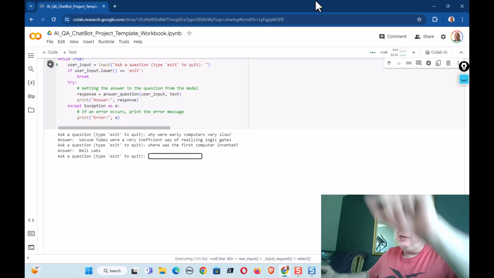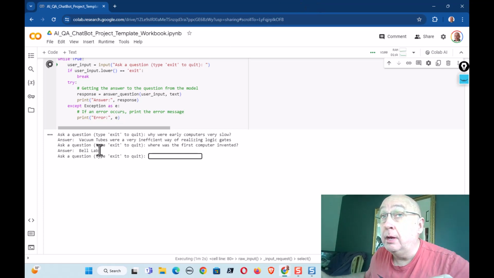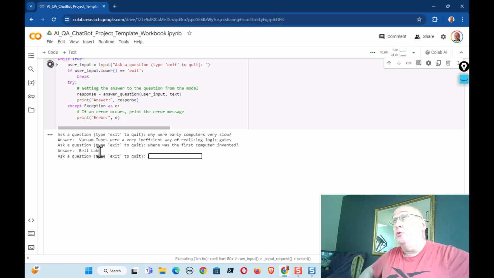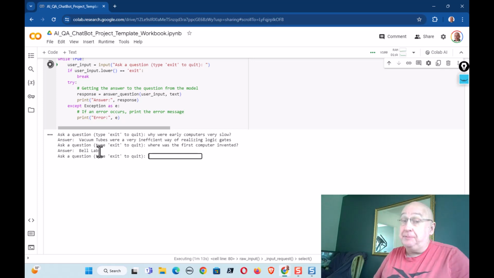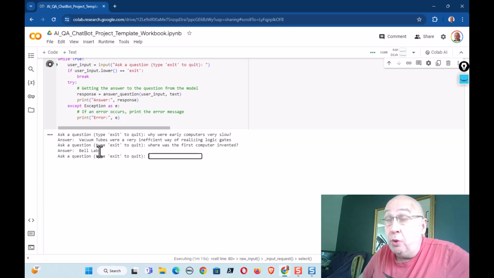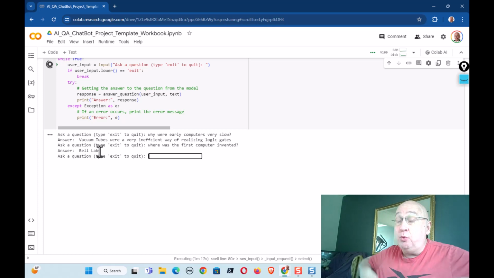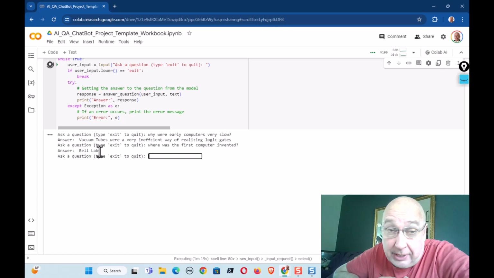Bell Labs. Actually, that's true. And that was not in my training. That's coming from the Roberta teacher model, because Roberta knew that. Now, to tell you the truth, what I was expecting to get from that was that it would say it didn't know.